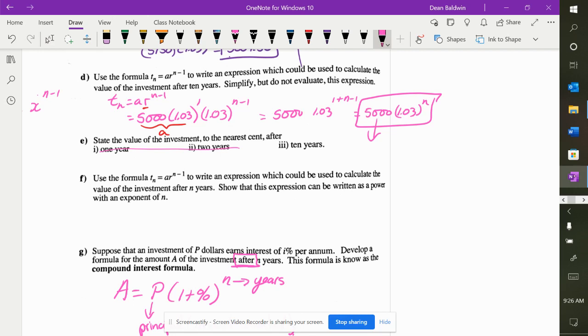Well, I can just plug it right into this formula. A is equal to the amount I invest, the principal, the R value, 1.03, to the power of 10. How much do I have? $6,719.58. So you earn $1,700 in the 10 years in interest. That's not great, but you didn't do anything. The money just sat there, right?